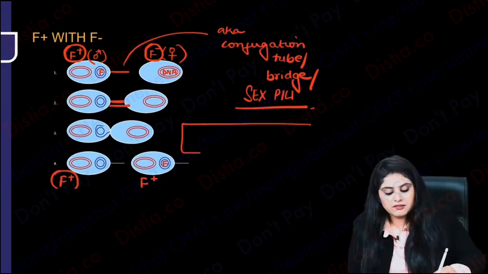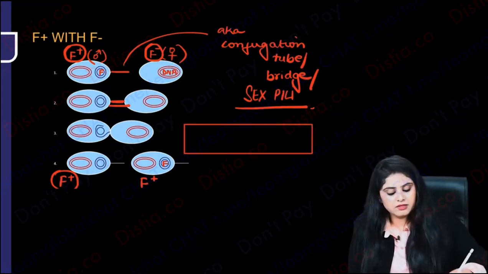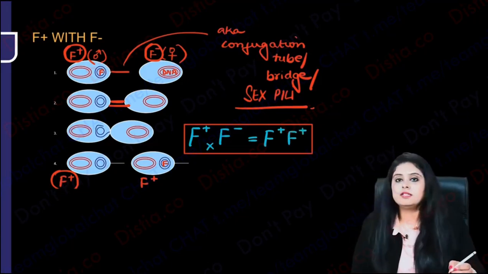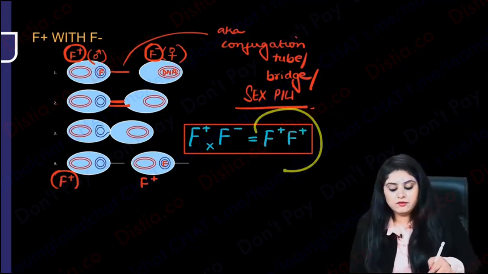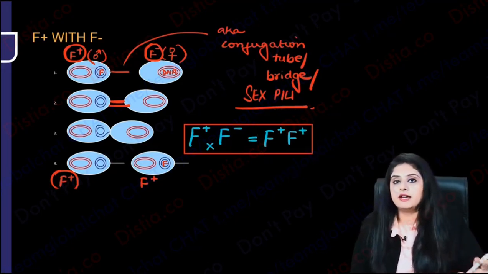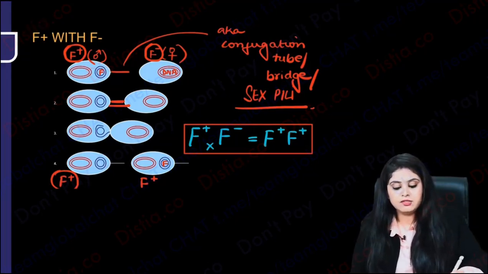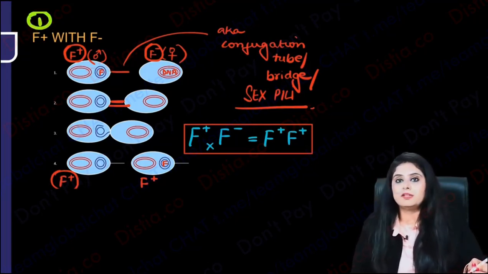So now we are going to have some reactions that we'll be making all the while. When there is conjugation between F plus and F minus, both of them end up becoming F plus, F plus. Simple. So in the end, both of them changed into fertility factors. This is the first scenario that we have. Now we are going to study some nice scenarios of breakups and patch-ups.